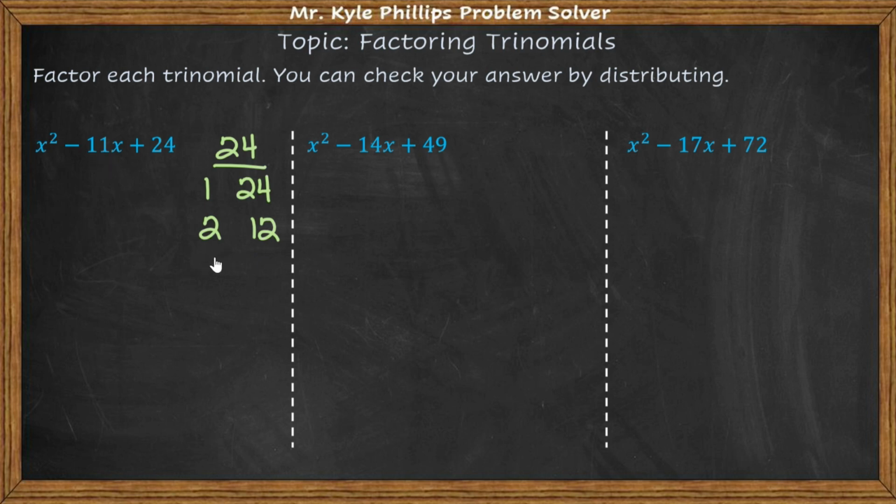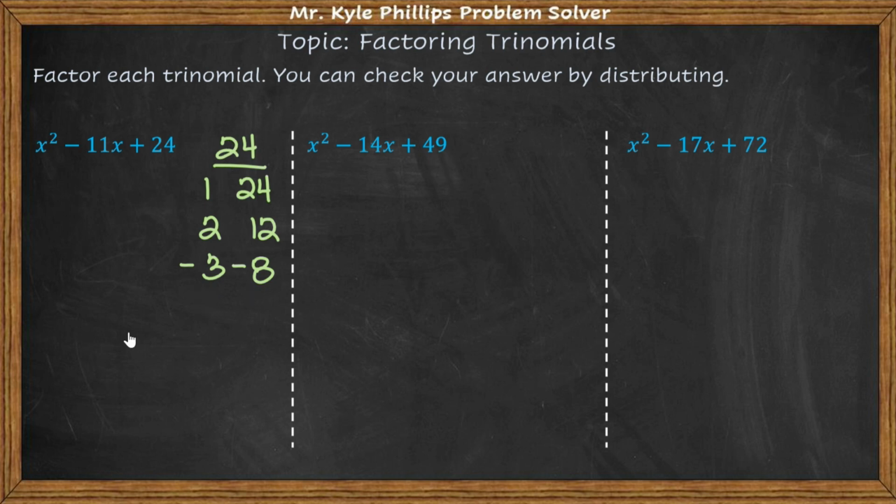No. All right, what about 3 and 8? Can I combine these in any way to get 11? Yes. Well, how do I get 11? 8 plus 3. Okay, but 8 plus 3 is positive 11. So here what I'm going to do is make each of these negative. Negative 3 plus negative 8 is negative 11, and negative 3 times negative 8 is positive 24.